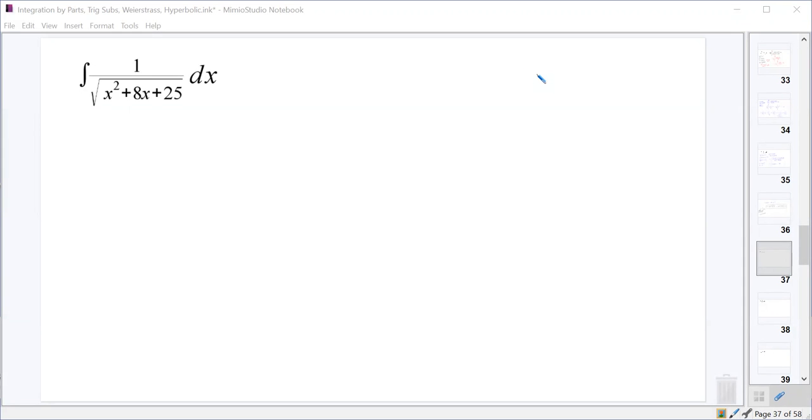So, first off, if we complete the square with this thing inside the square root, what does it look like? It looks like the integral of 1 over the square root of x plus 4 squared, right? That's x squared plus 8x plus 16. And we still have 9 more left. So x plus 4 squared plus 9 dx. Hopefully you're all good with that first step.